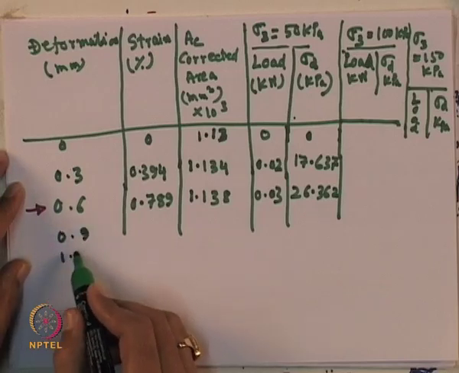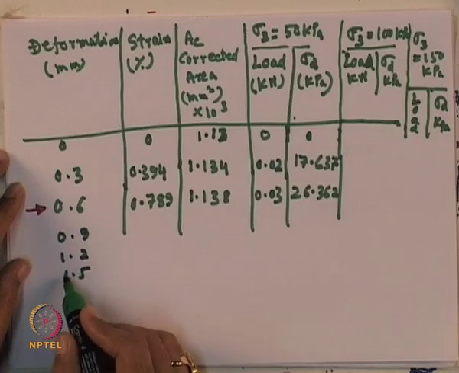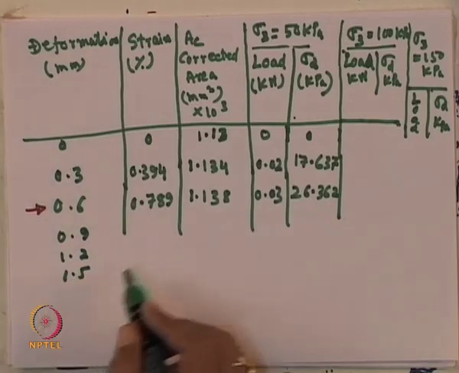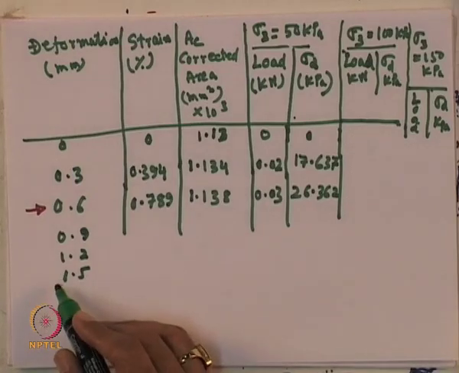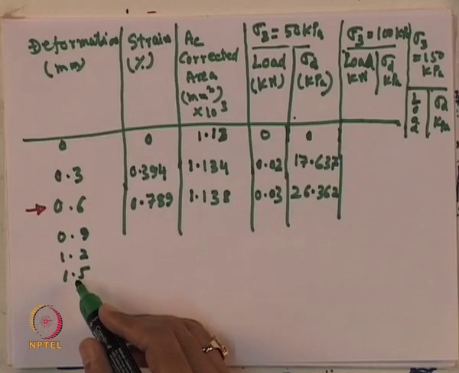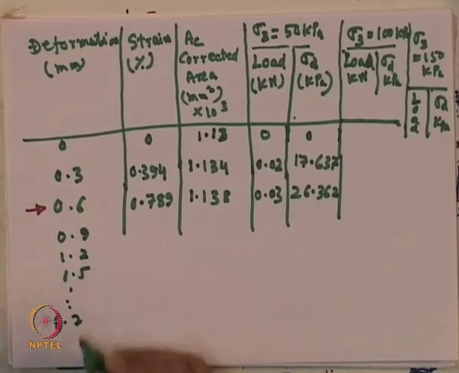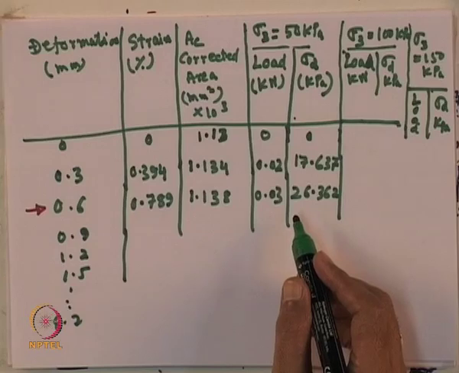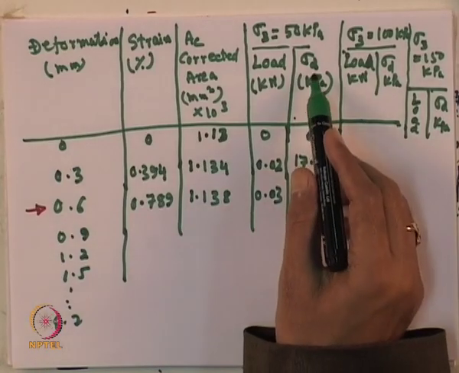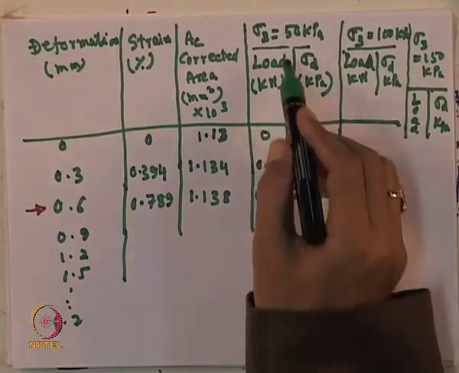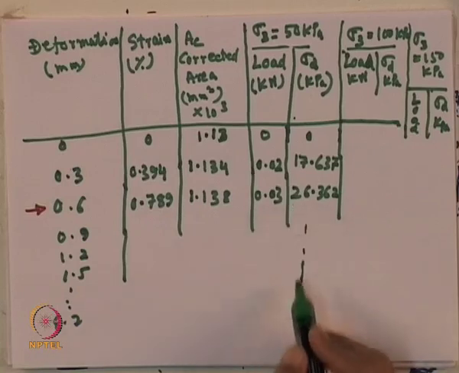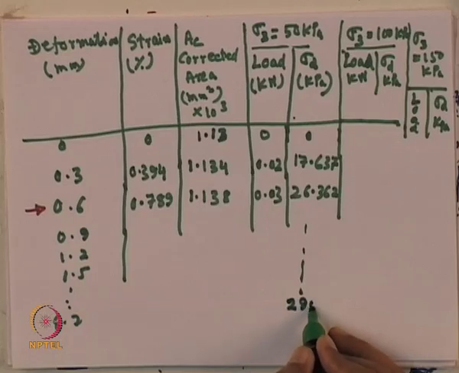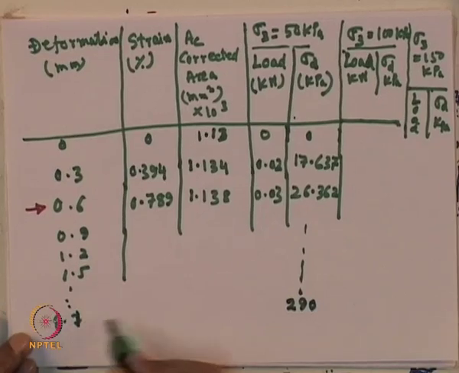So like this you can continue with the different deformations. It may be 0.9, 1.2, 1.5, and you continue like this until you have some maximum value. You will be knowing the maximum deviator stress value for the 50 kilopascal. So let us say that maximum value is 290, for a particular deformation of 8.1.